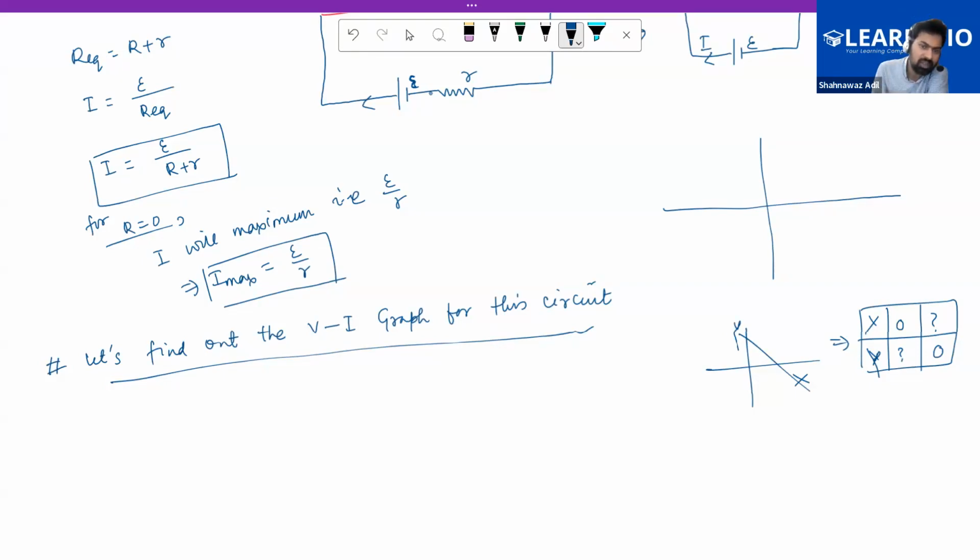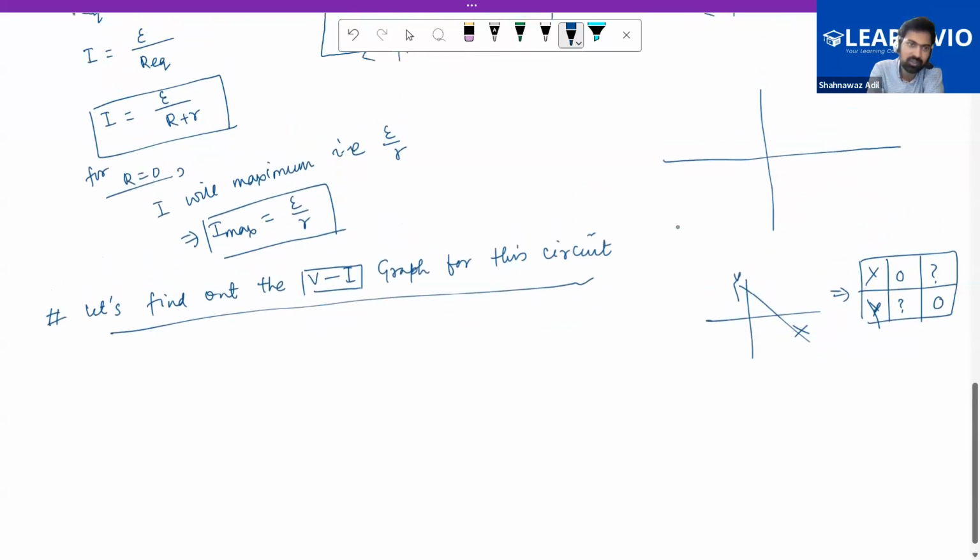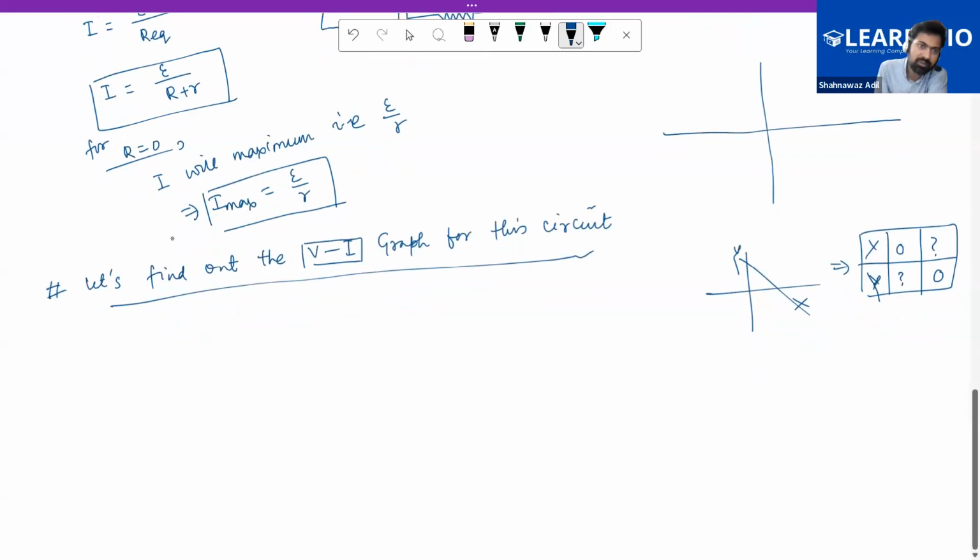So now let us find out the V and I equation for this circuit, and then we can find the VI graph. We have I equal to E by R plus r. So E equals IR plus Ir. And I already know that this IR is V. So V is E minus Ir. Is it clear?